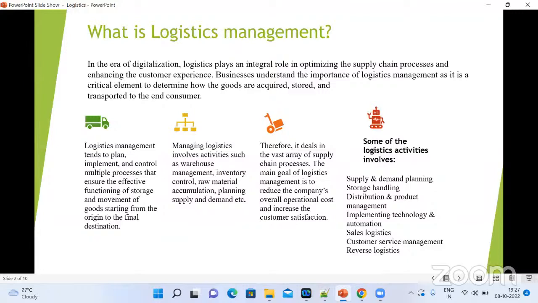Once the order is delivered to the customer's home, a service member from Sony itself will come and install it. So the customer is satisfied at the end. We need to see all these activities one by one. We have multiple logistics activities like supply and demand planning, storage handling, distribution and product management, implementation technology, sales logistics, customer service management, and reverse logistics. So let me go through them one by one.